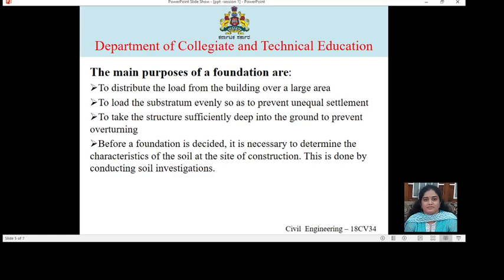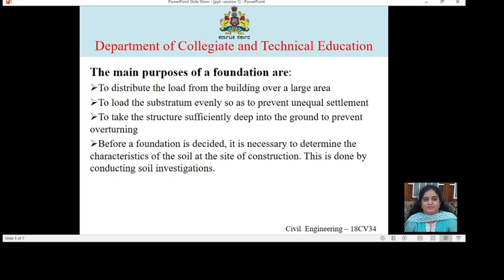Next is to take the structure sufficiently deep into the ground to prevent overturning. You cannot just transfer the load just below the ground level wherever you want. It is not like that. You have to find the strength of the soil at that particular depth, then decide whether it is sufficient or whether the soil can take the pressure from this load. So taking the structure sufficiently deep into the ground depends on the soil condition. It is not the same for all, and it is to prevent overturning of the structure.